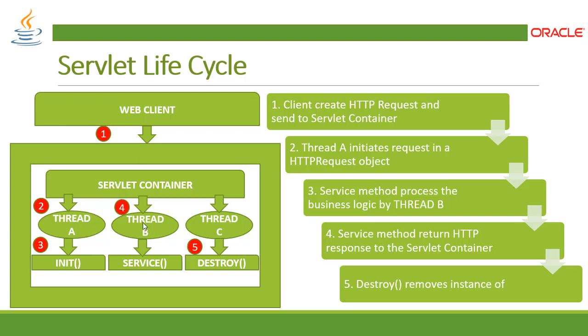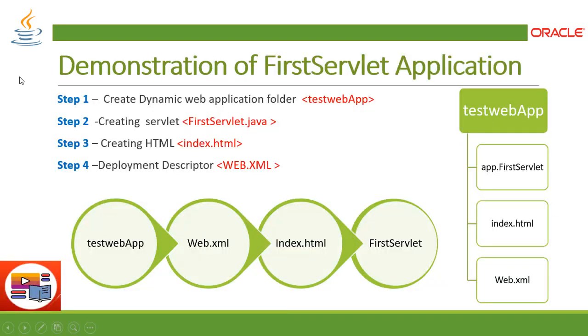Now next step, the thread B will implement your service method, and once the service method is implemented, the service method returns the HTTP response to the servlet container and provides the response to the client. And number 5, the thread C will remove the instance of this request and response completely. So this will help to deallocate the memory location created by the instance. So this is all about the servlet lifecycle methods in detail.